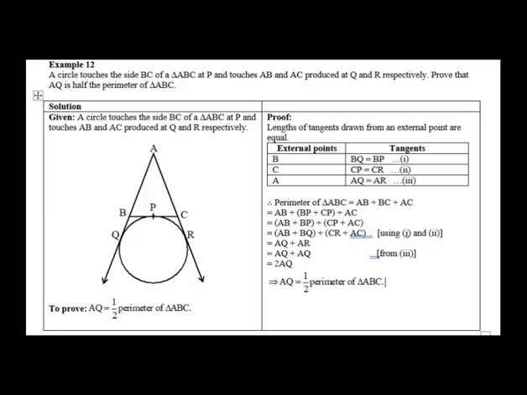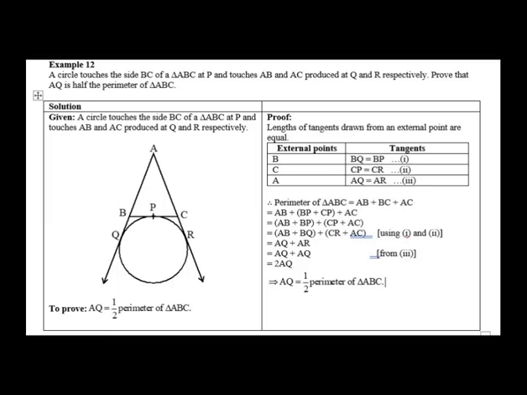Example 12. A circle touches the side BC of a triangle at P and touches AB and AC produced at Q and R respectively. Prove that AQ is half the perimeter of triangle ABC. Given a circle touches the side BC of a triangle ABC at P and touches AB and AC produced at Q and R respectively, we need to prove that AQ is equal to half the perimeter of triangle ABC.